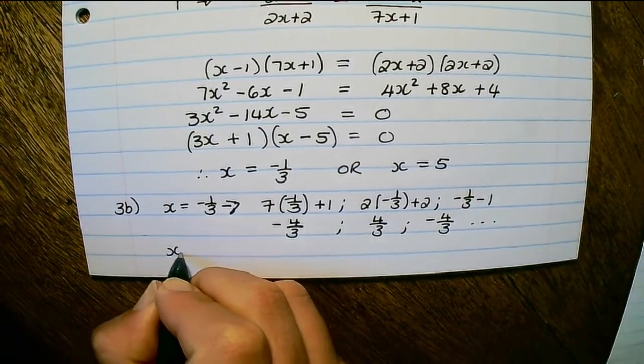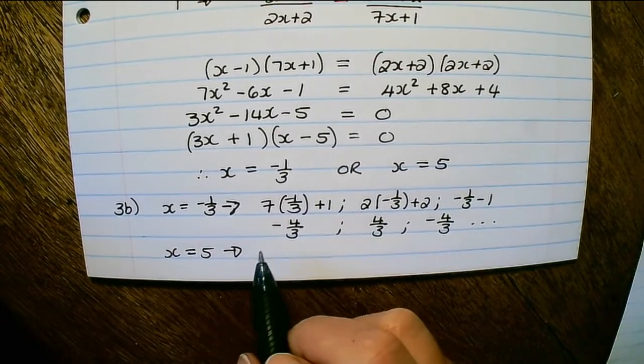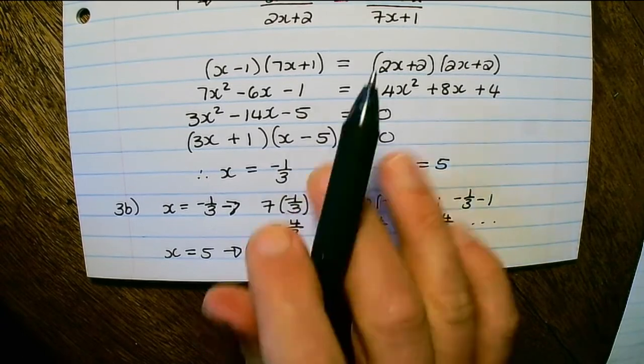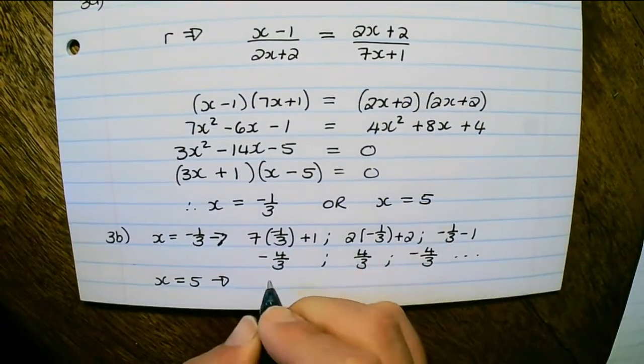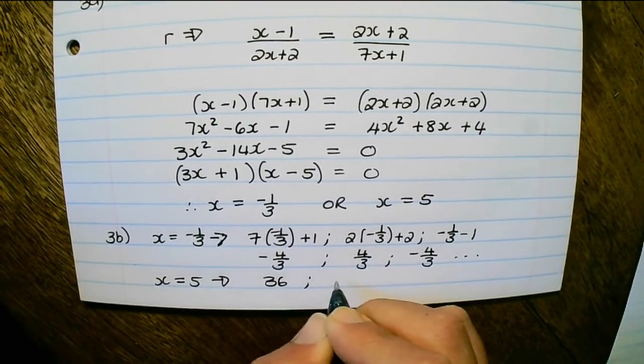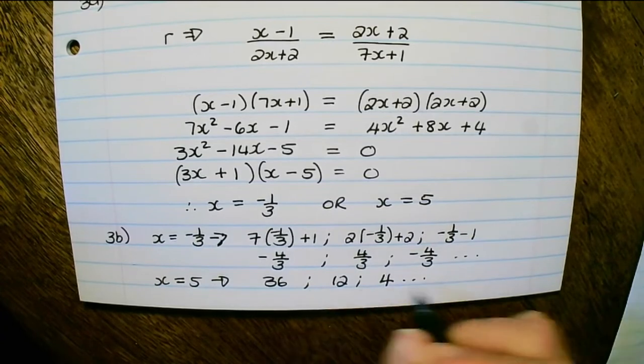And for x is equal to 5, we simply substitute 5 in the place of x in the original sequence. And that is then 36, 12, and 4. And so the pattern continues.